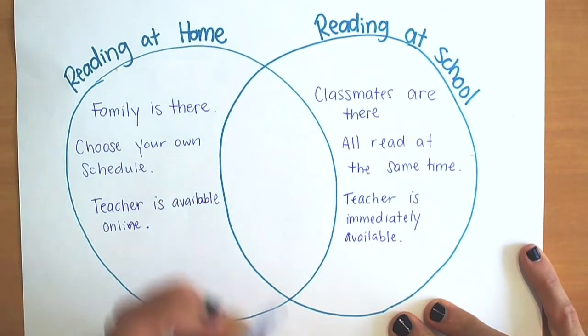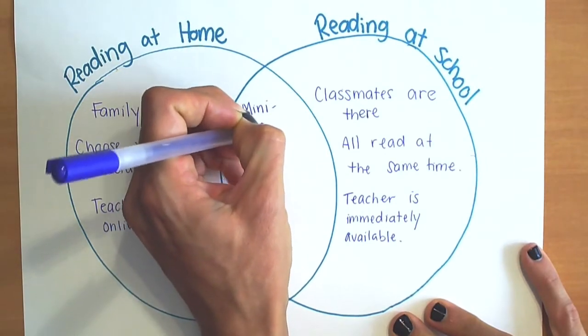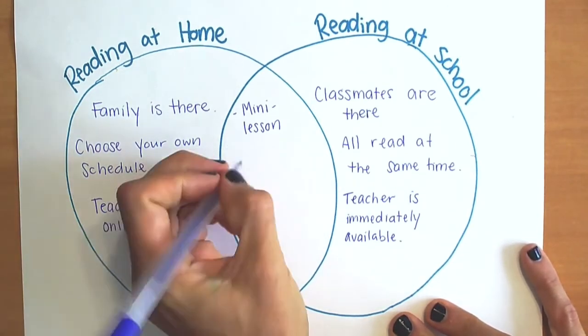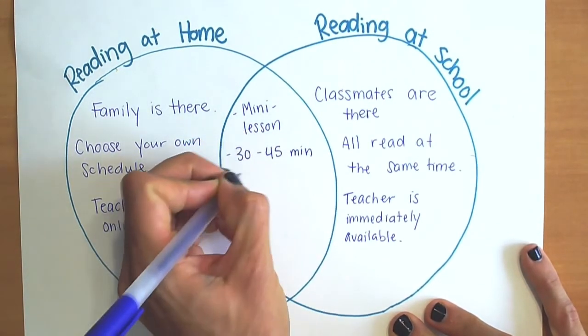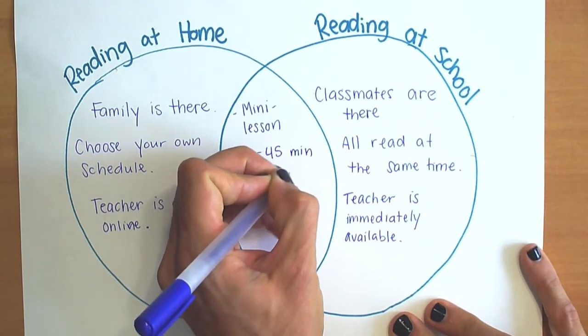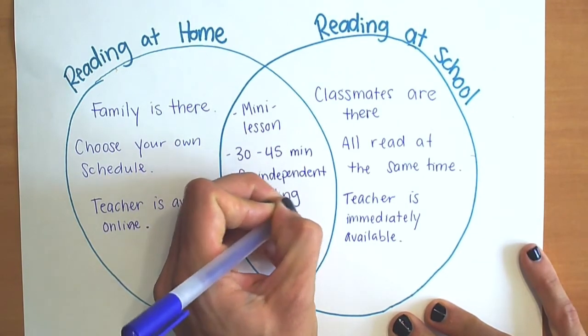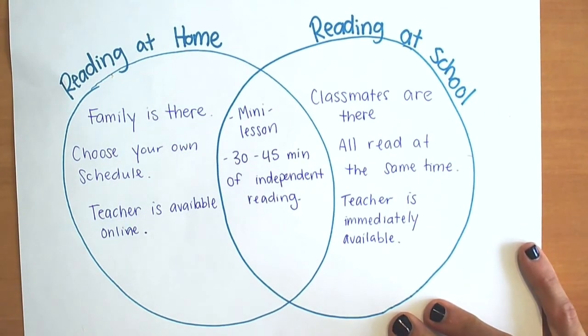Every day for reading instruction, you will get a mini lesson. So that's this video that you're watching right now, right? You'll have like a 5 to 10 minute little video to teach you a skill or a strategy. Then you will go off and do about 30 to 45 minutes of independent reading and writing. Okay? You would do that whether you were at school or at home. It's the same structure we're going to use.